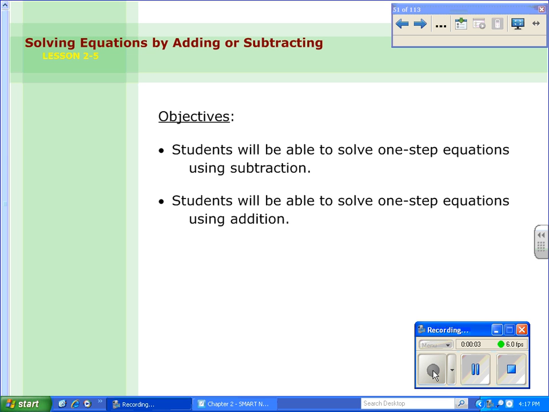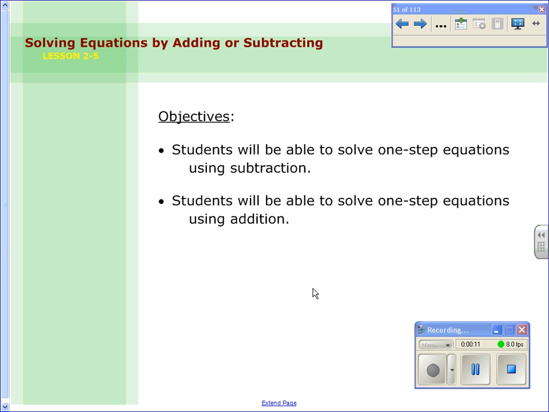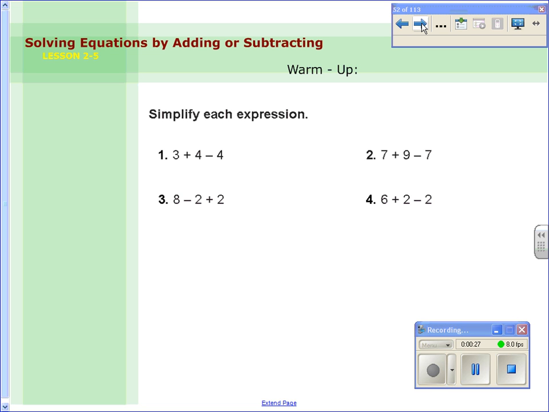Hello, students, and tonight we're going to look at lesson 2-5 on solving equations by adding or subtracting. In tonight's lesson, we have two main objectives. First, students will be able to solve one-step equations using subtraction, and secondly, students will be able to solve one-step equations using addition. All right, let's go ahead and look at the first warm-up.